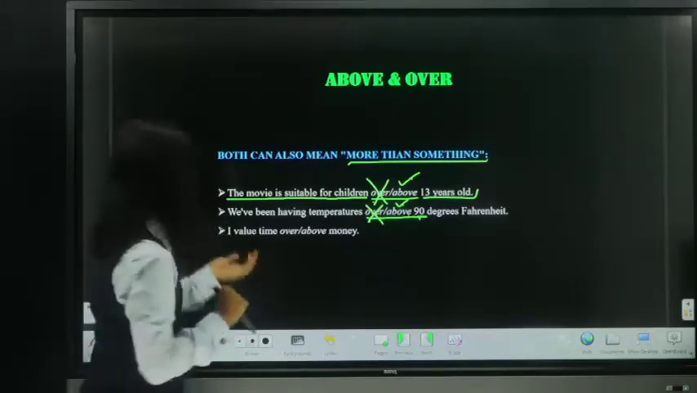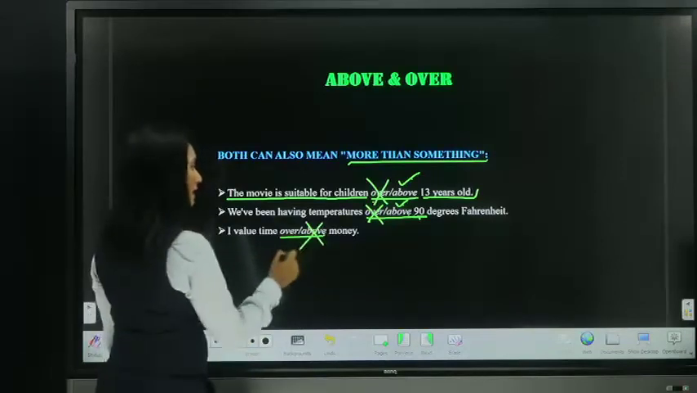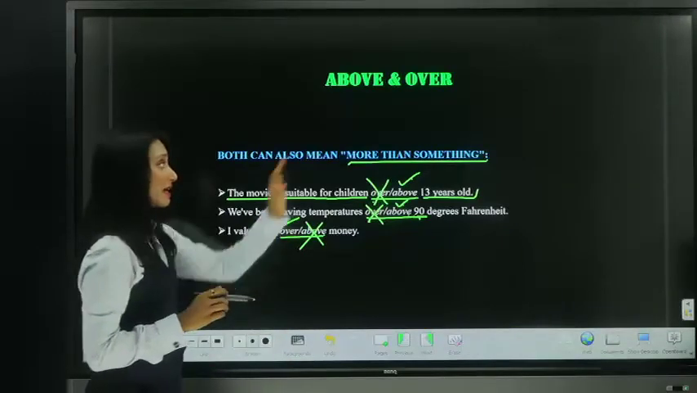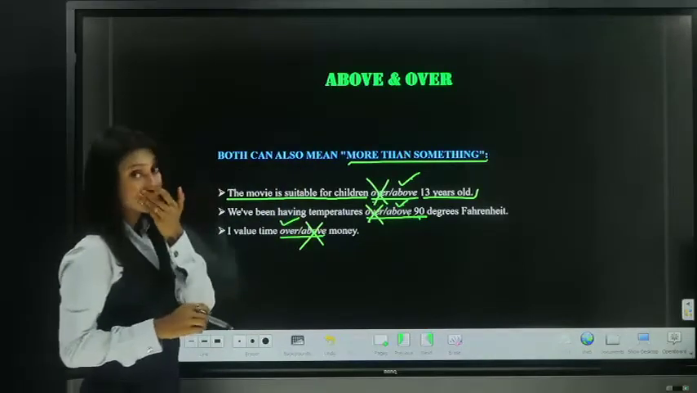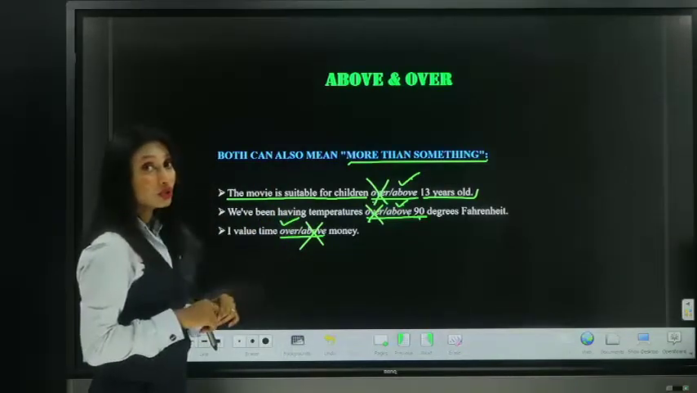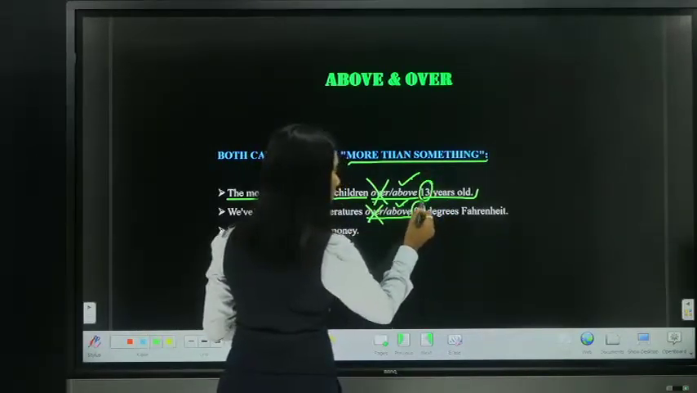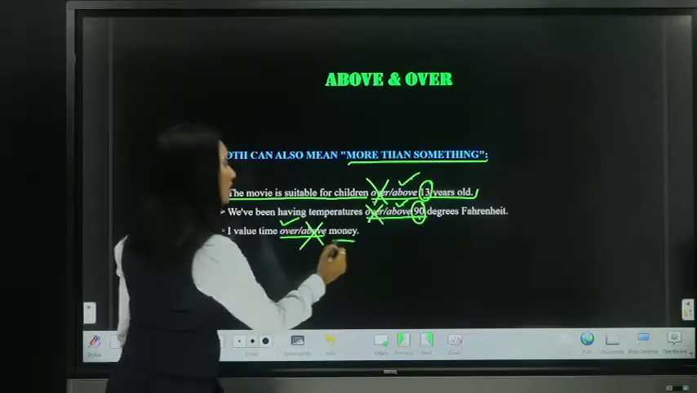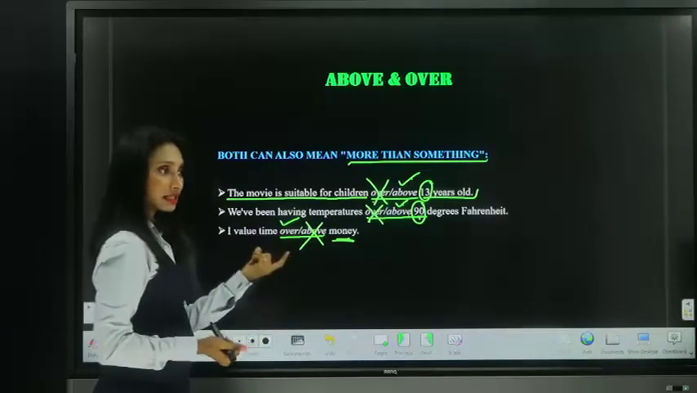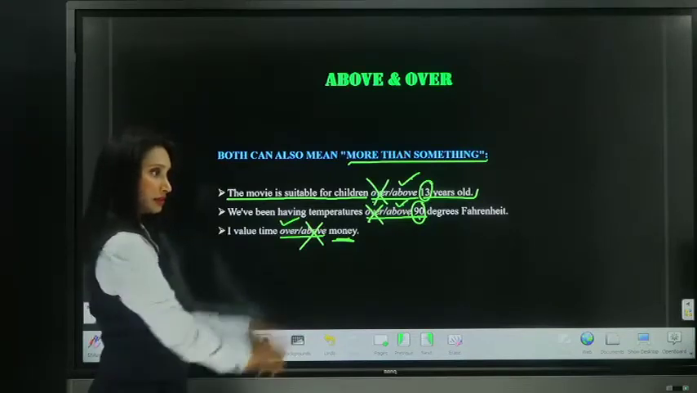For example, I value time dash money. It is not above money, it is over money. I value time over money. That means in this sense, more than something, we can use either above or over. But when to use what? Above is used when we are giving some particular figure, and over is used when we are talking about some other thing, a noun without any particular figure. In that case, both are okay. So good, Sunny and Nirmal, about this one.